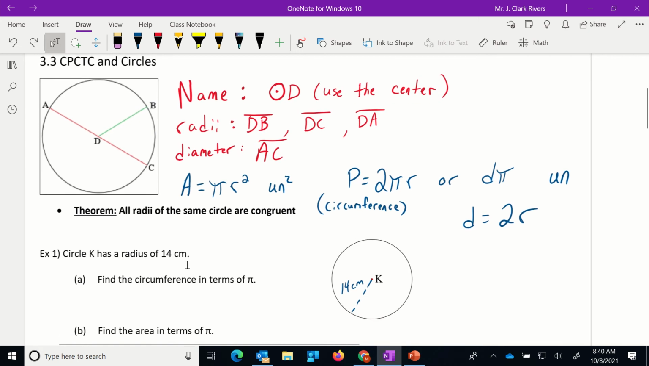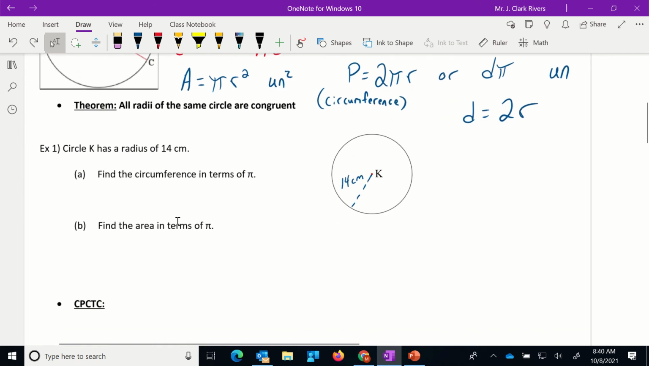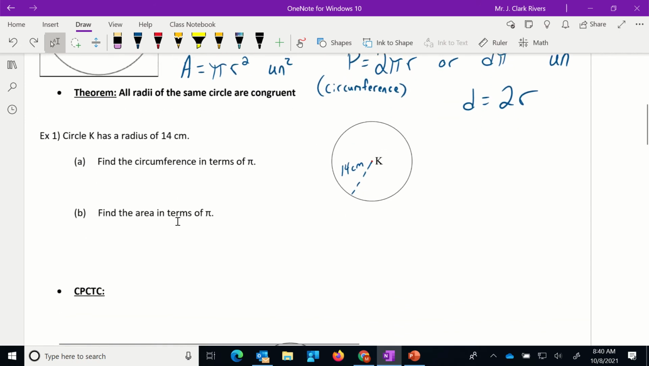Here's a theorem we're going to use today and going forward. All radii of the same circle are congruent. So here we have a practice problem, example 1. If you're watching the video, pause the video now and work example 1.